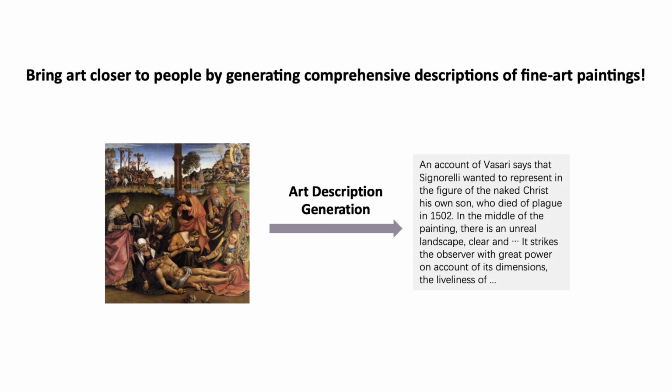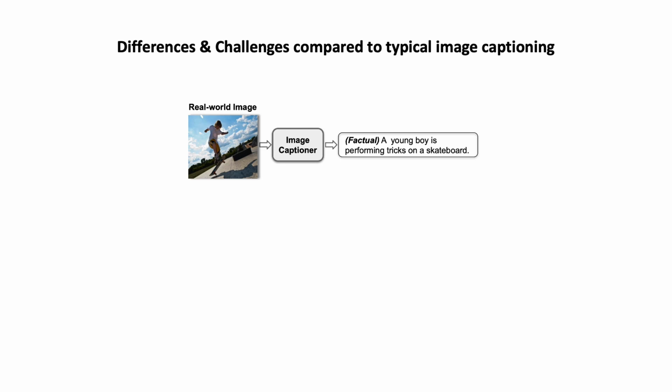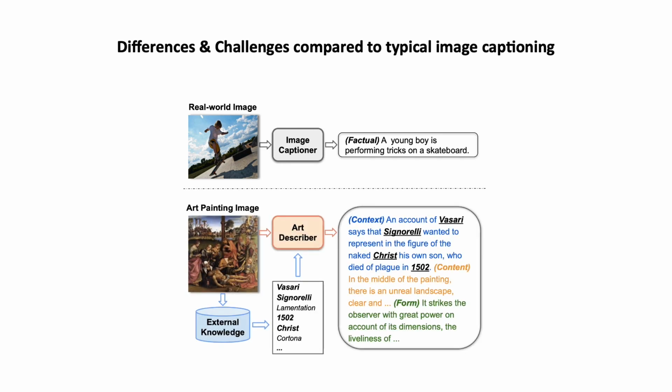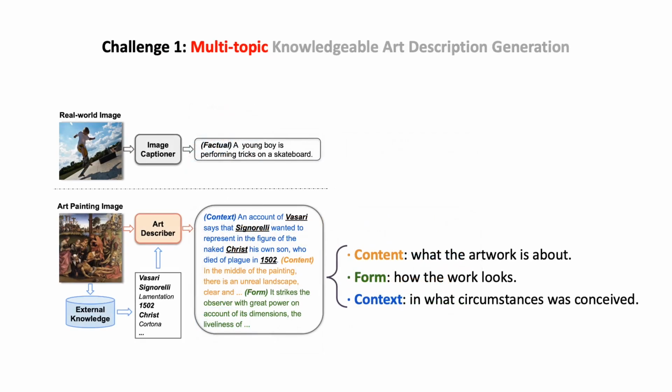In this work, we take a step forward by generating comprehensive descriptions of fine art paintings. Image captioning aims to naturally and factually describe the content of the scene in the image. Art description generation may be seen as a similar problem. Since we focus on art painting images, there are some extra challenges. The first challenge is multi-topic. According to art historians, an informative description of an artwork should address three main topics: content, form, and context. While in standard image captioning, only the content is considered.